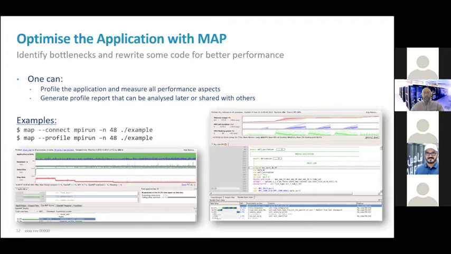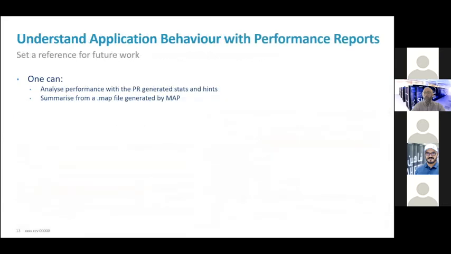If you do not use any of these flags for DDT or MAP, you are just going to get the GUI, and we call that express launch. So just write Forge or DDT or MAP in the command line, and boom, you have the software.